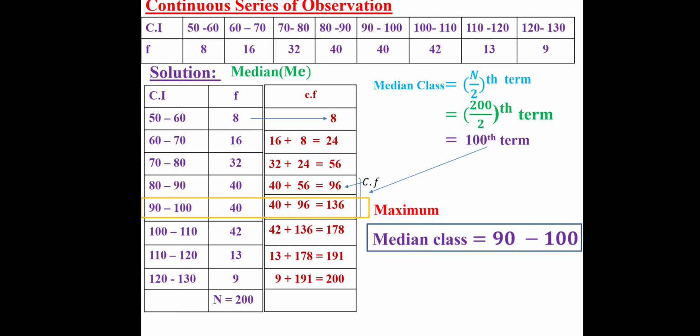We know here what L is, the lower limit of the median class. The lower limit of the median class is here 90. And n by 2, n is 200, divided by 2. CF is the previous value in the cumulative frequency column of the median class, 96. The frequency in this frequency column is 40. So all the values you know. I is the difference between the upper limit and lower limit of the median class.